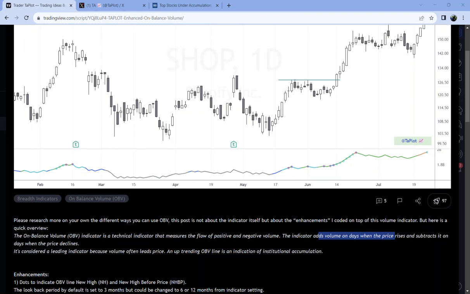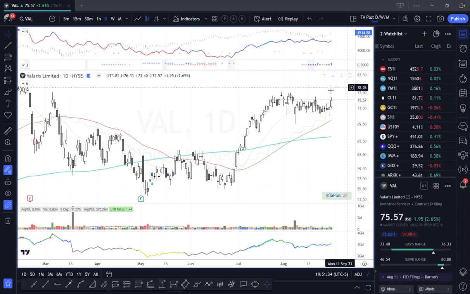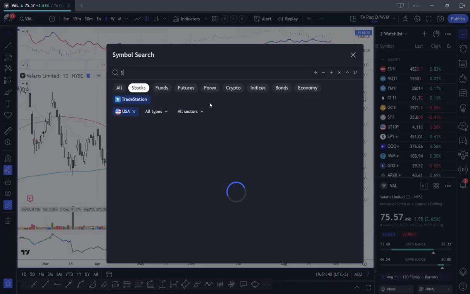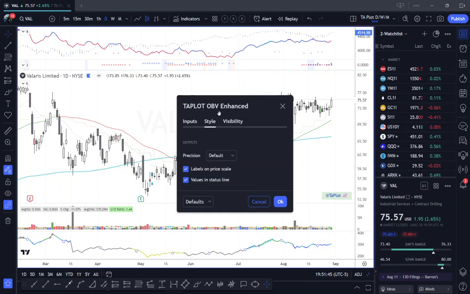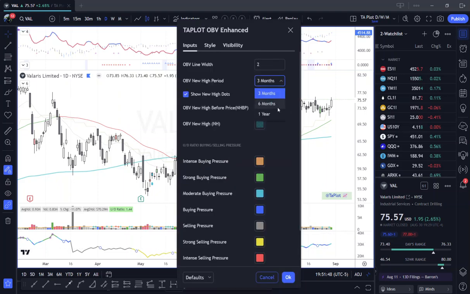So if we go back, let's do the same one. Let's just look at this one here, right? So let's open the indicator. You have 3 month, 6 month, and 1 year. You can change that. It's default 3. That's what I use. That's what I always have it. But essentially, this is saying when it makes a new high or new high before price in a 3 month period, then that would put the dots on. You can change the colors the way you want them. That's my default color. So that's essentially it.